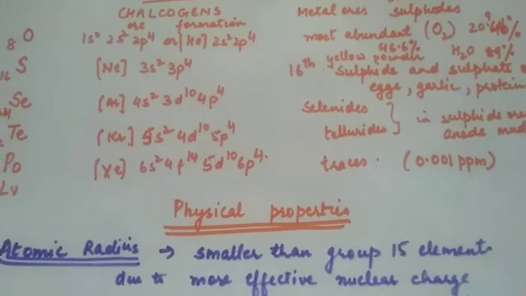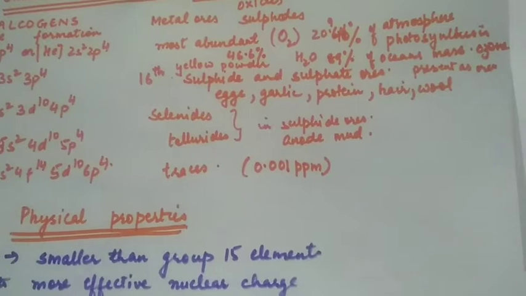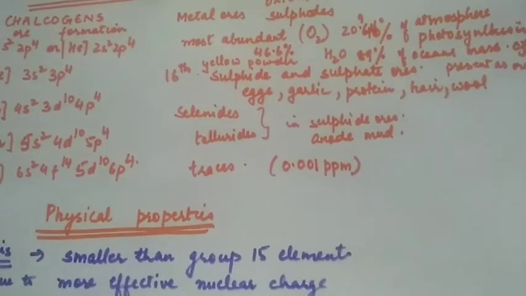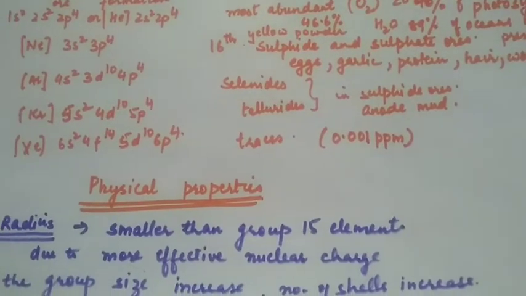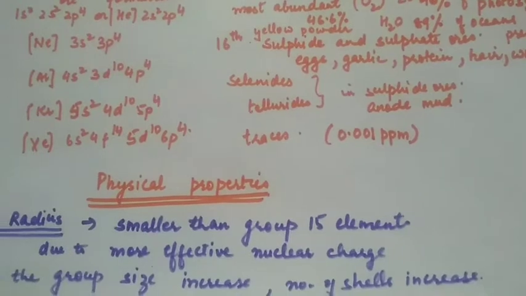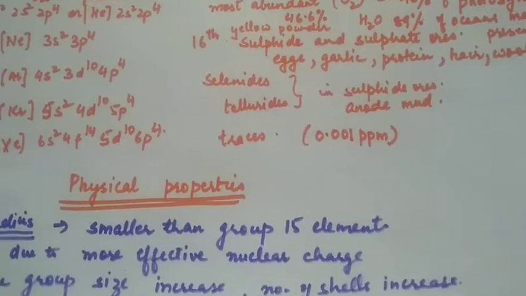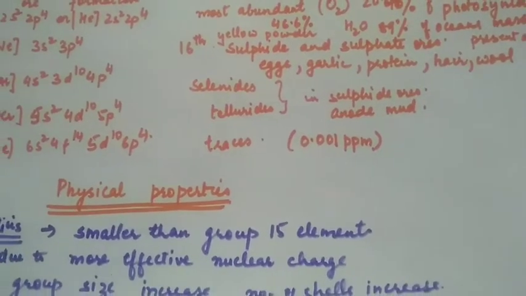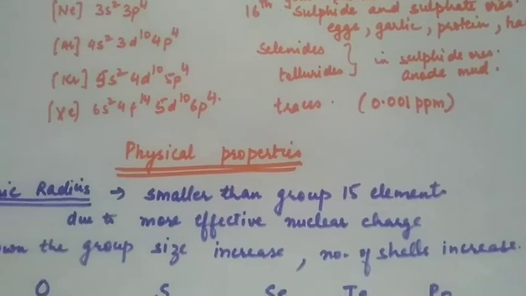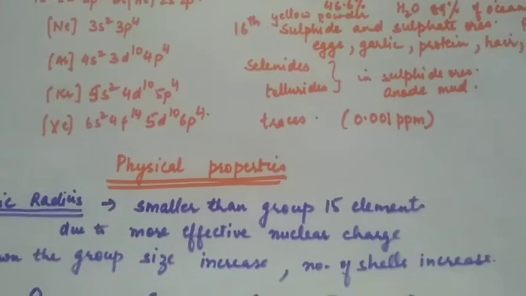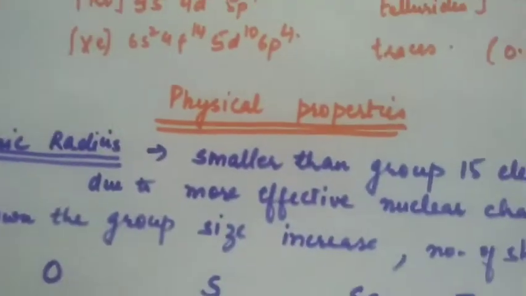Sulfur is the 16th most abundant element. It is also present in eggs, garlic, protein, hair and wool, and as sulfides in ores. Then selenides and tellurides are found in smaller amounts along with sulfide ores. Selenium and tellurium are also constituents of anode mud, which is obtained during refining of copper. Polonium is found in traces, about 0.001 parts per million is its abundance.